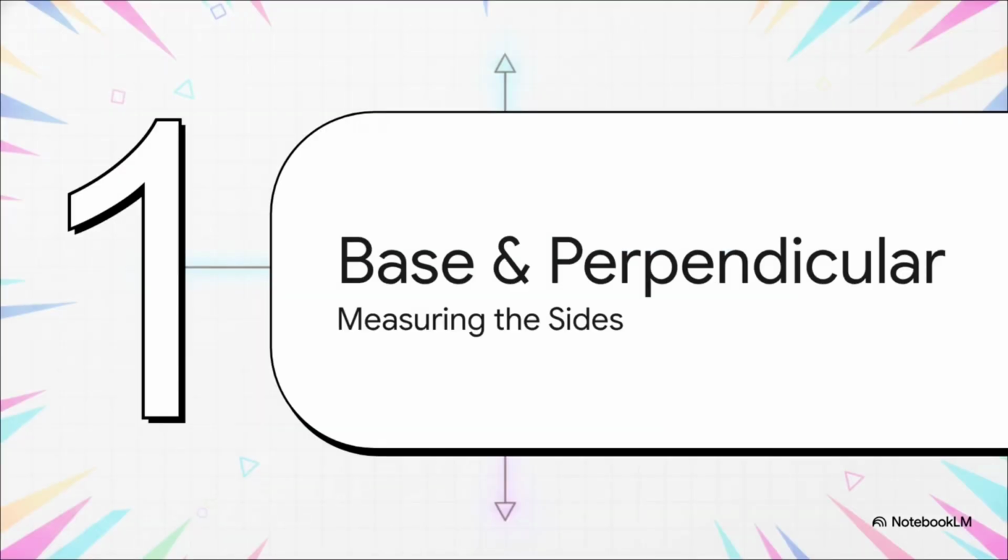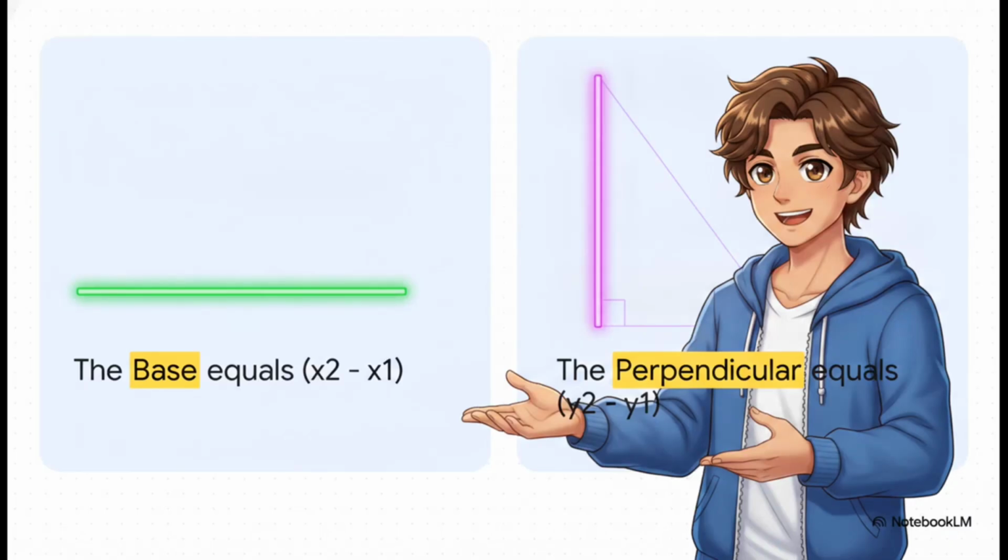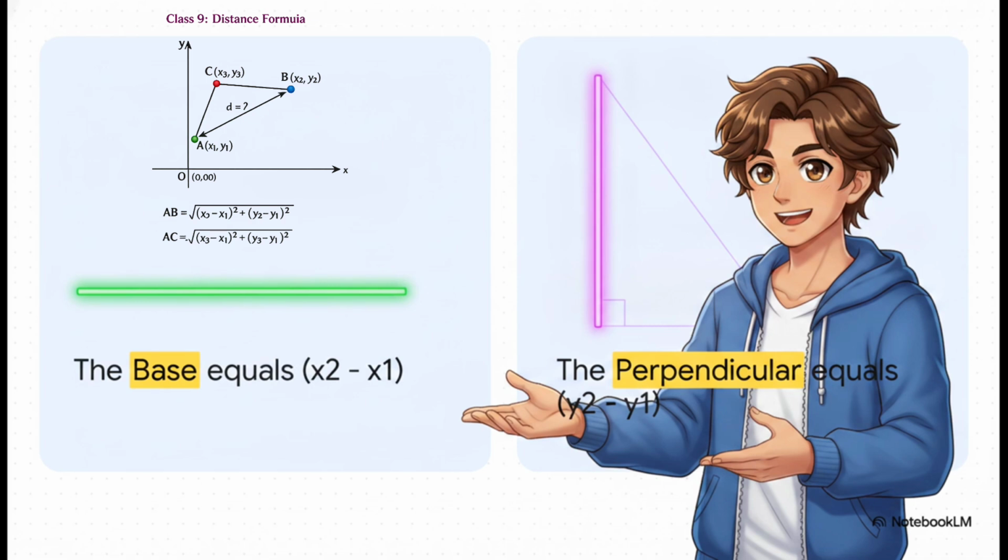Section 3. Base and perpendicular, measuring the sides. So how do we actually measure the sides of this hidden triangle? Well, think about the horizontal base for a second. It just stretches horizontally across the plane. So if you take the final position on the x-axis, that's x2, and subtract the starting position, x1, you're left with the exact length of that base. The base equals x2 minus x1.